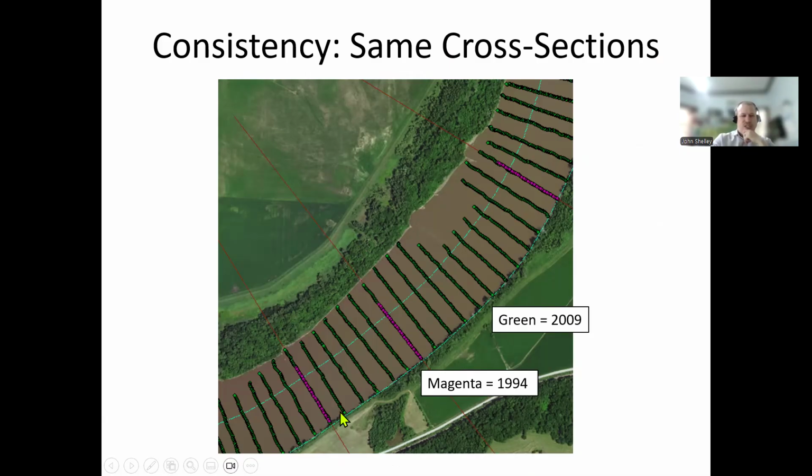All right, and here are the reasons why you need to be consistent. First of all, same cross sections. If I am averaging the bed change over this reach, and I've got average bed elevations in 1994 at these magenta locations, and then in 2009 I've got much more data, it might be tempting for me to look at the average bed elevation at just these 3 locations in 1994, and then to look at all the average bed elevations in 2009, but that would be incorrect. I can only do the bed change at locations where I have data in both years.